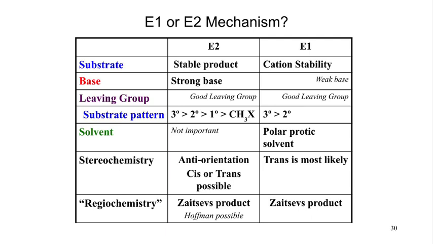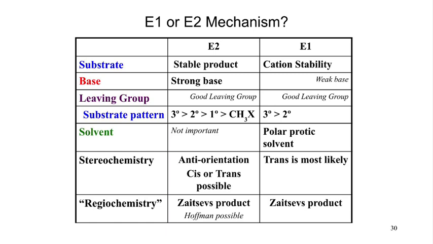Why? The slow step was forming the carbocation. The base happens afterwards. So it's usually a weak base. Leaving group is standard across the board. The substrate pattern becomes a little bit more interesting when we look at E2 and E1. They both prefer tertiary substrates because those tertiary substrates result in more stable pi bonds.